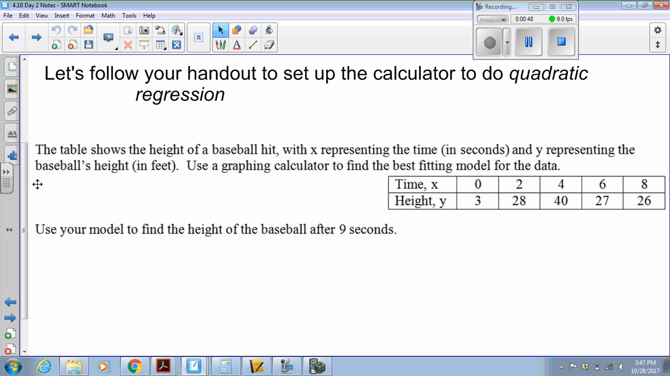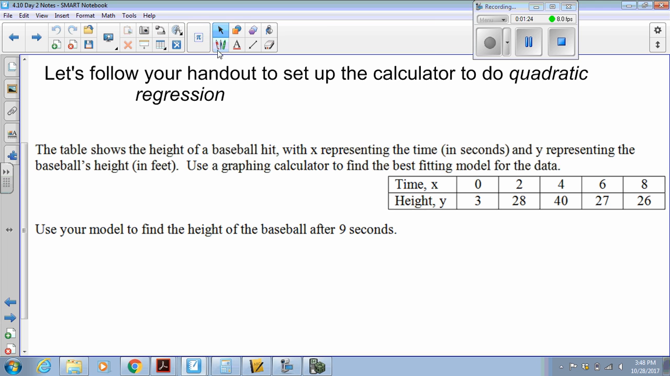Now, if you have any other questions on how to do this, on your notes there is a step-by-step process if you need to look at that. So here it says the table shows the height of a baseball hit, with X representing the time in seconds and Y representing the baseball's height in feet. We have to use a graphing calculator to find the best fitting model for the data. So here they've given us a table, time, which is our X values, is 0, 2, 4, 6, and 8. And then our height is Y, which is 3, 28, 40, 27, 26.